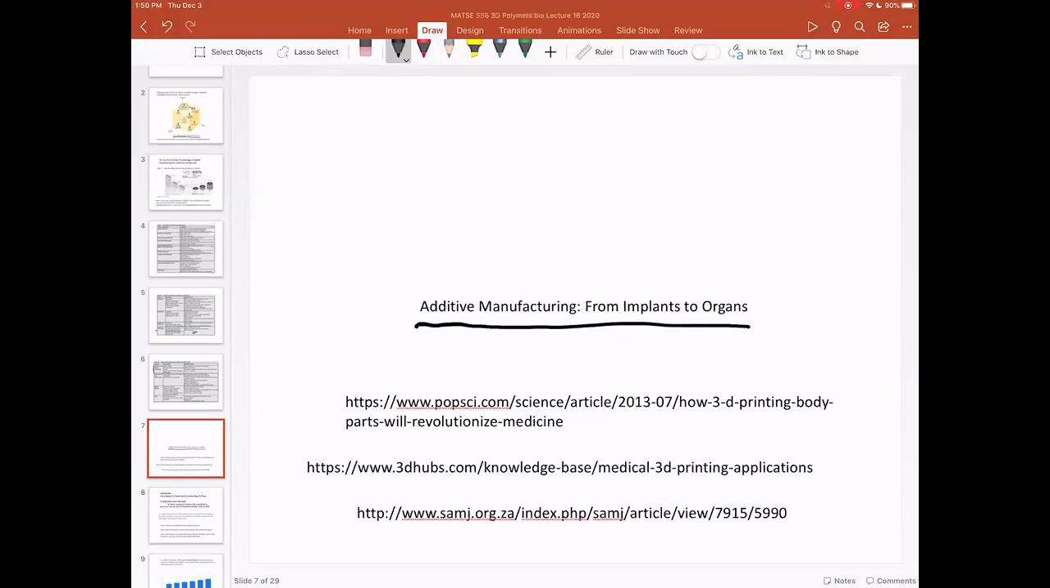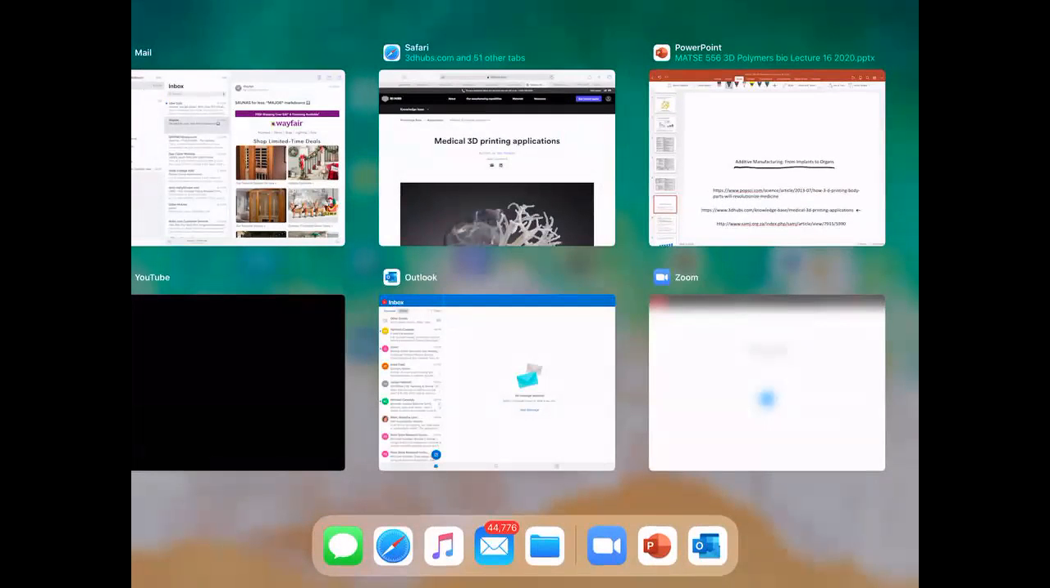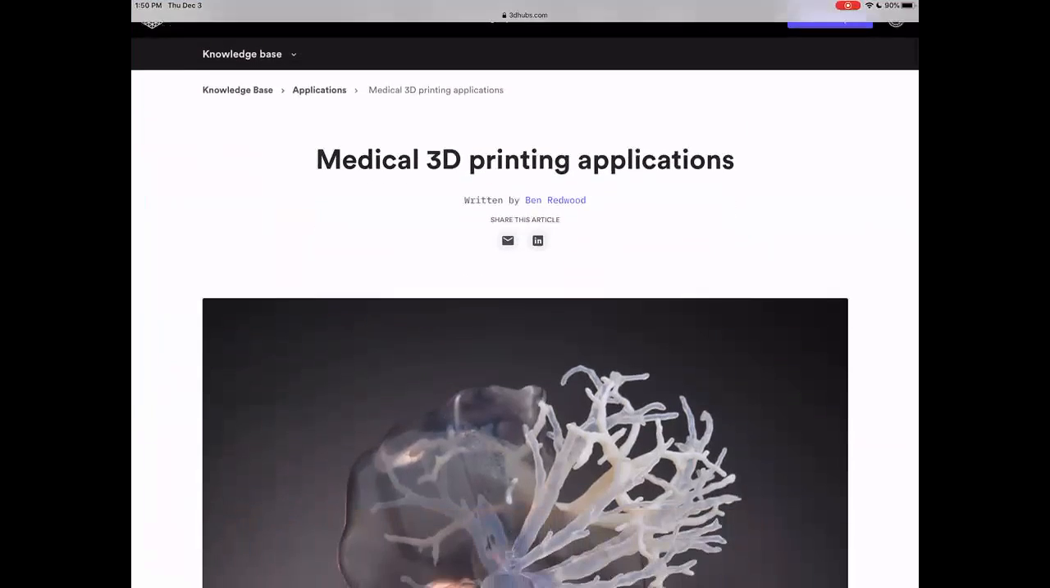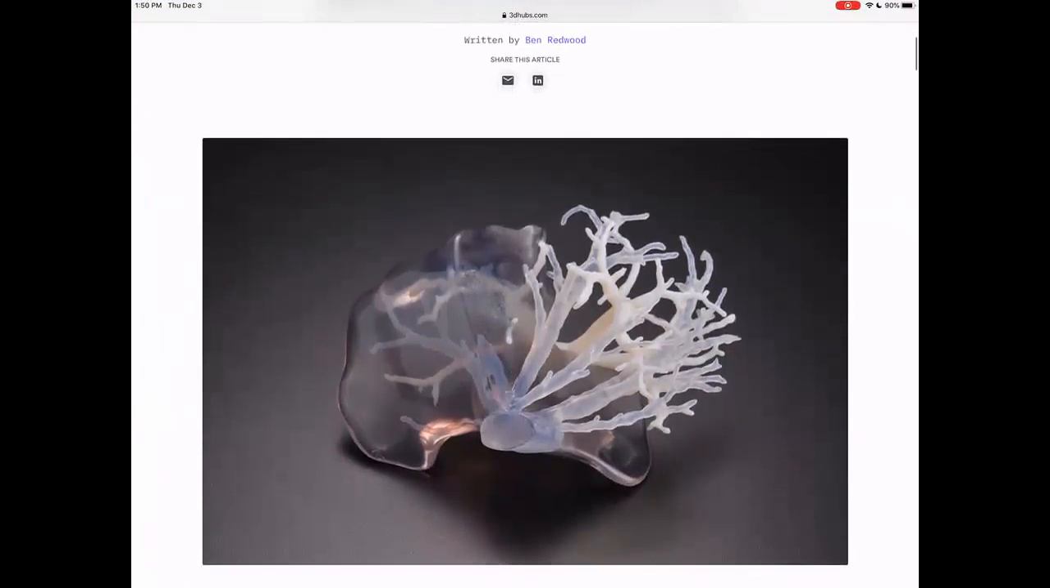Also, 3D Hubs has a really nice website on this. Let me click over to the website so we can all take a look at it. This is the 3D Hubs medical 3D printing applications page. And this is interesting because it goes through some applications and some requirements that we haven't covered so far in this class.